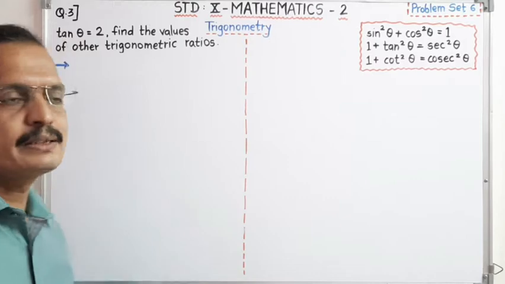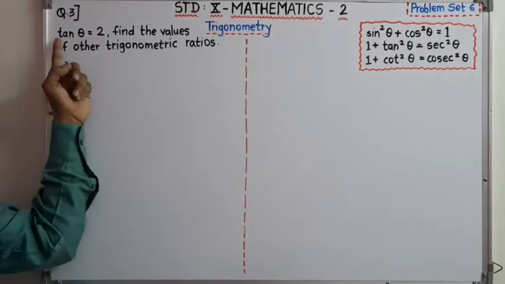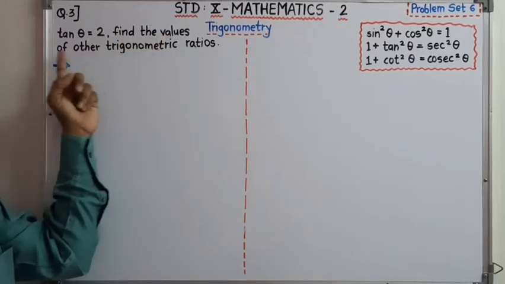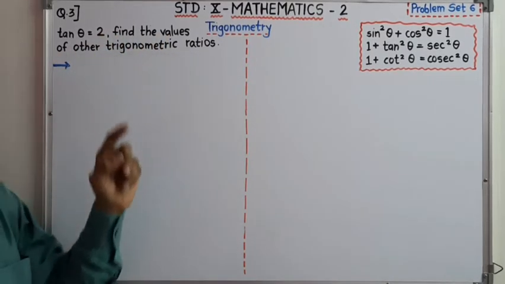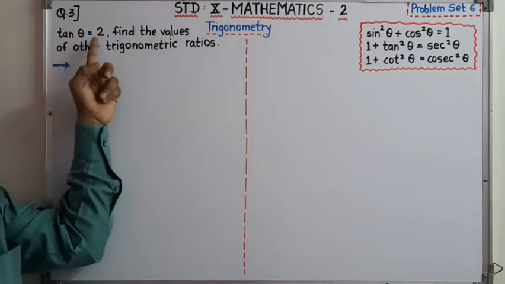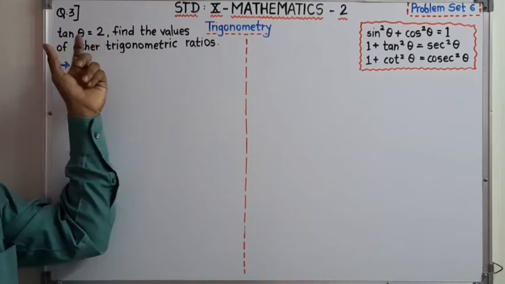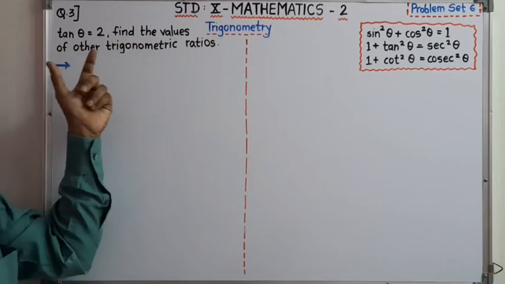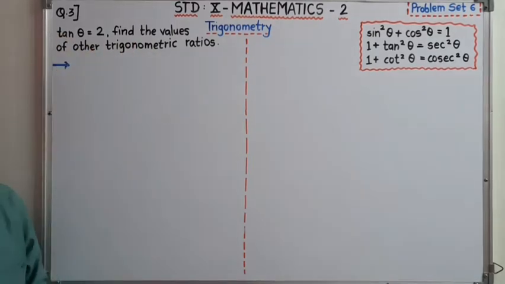Dear student, see the second sum. It is the third one: tan theta is equal to 2. Then find the values of other trigonometric ratios. See, dear student, tan theta is equal to 2. The value of the tan ratio is given and we have to find out the other trigonometric ratios.